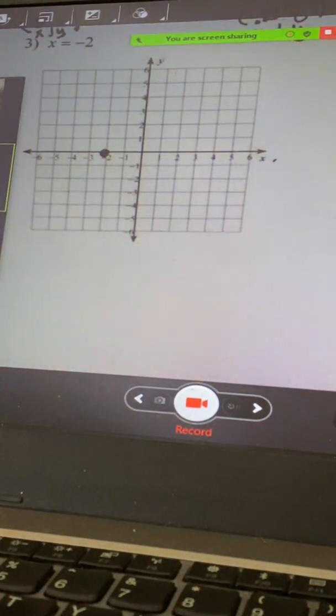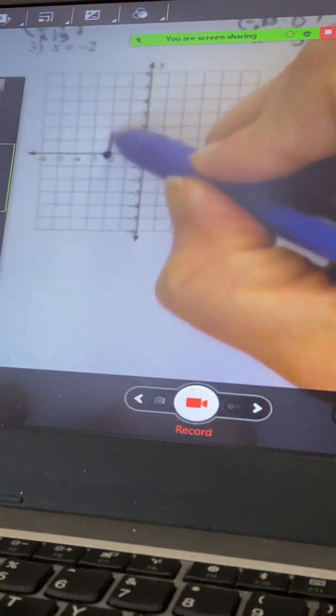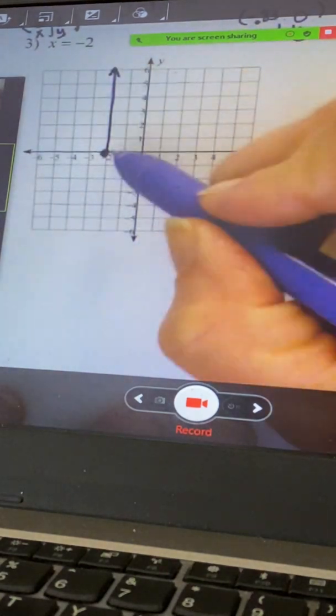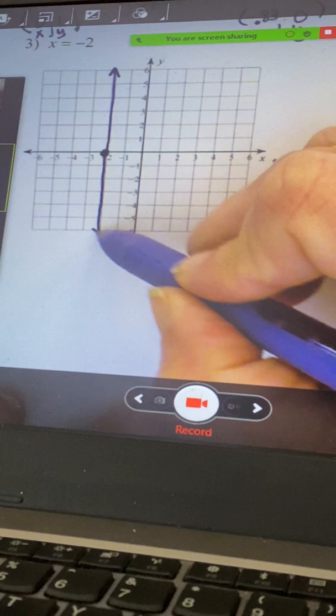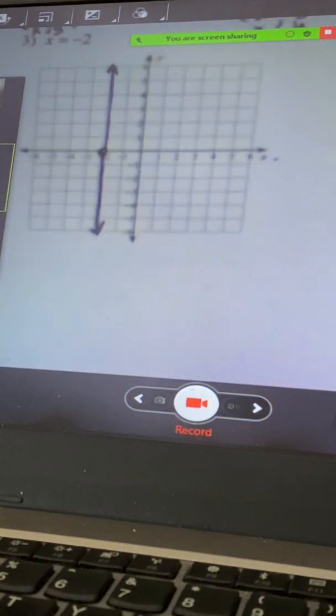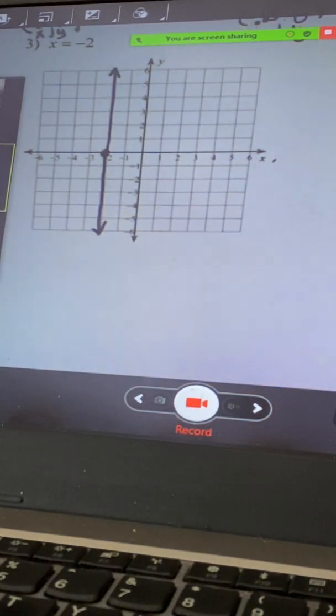There is no y equals. There's no y equals. So there's not going to be another dot. Okay? This one is simply going to follow the y-axis up and down. And that's it. x equals -2. Go to the -2 on the x. Okay? And that's it for today.